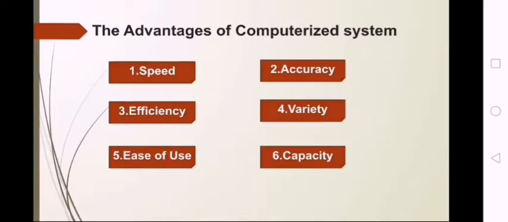Different advantages of computerized system. We'll discuss them one by one. The first one is speed. Computerized system can process data in seconds.